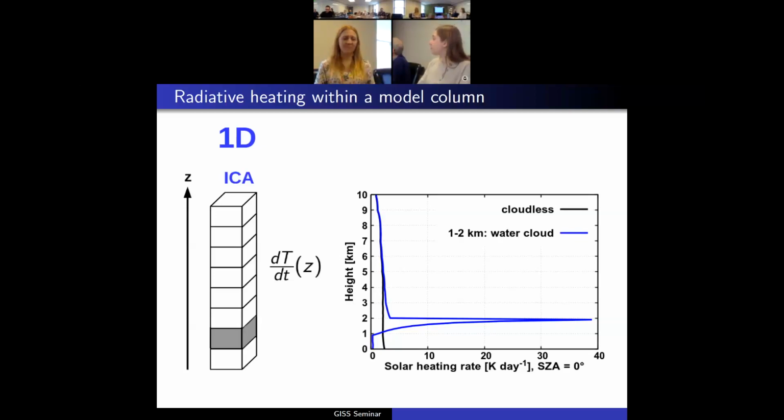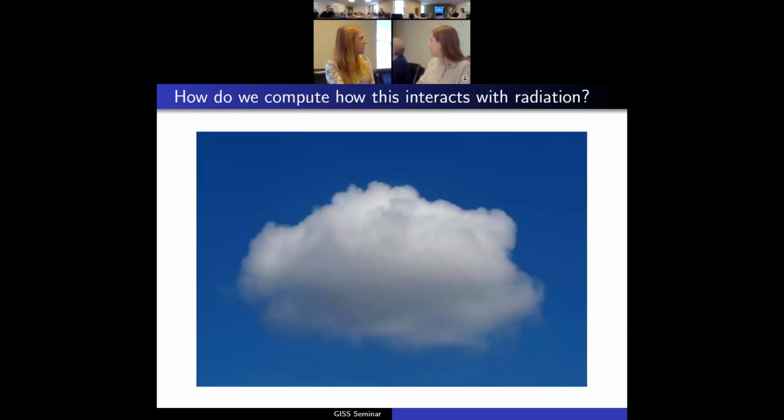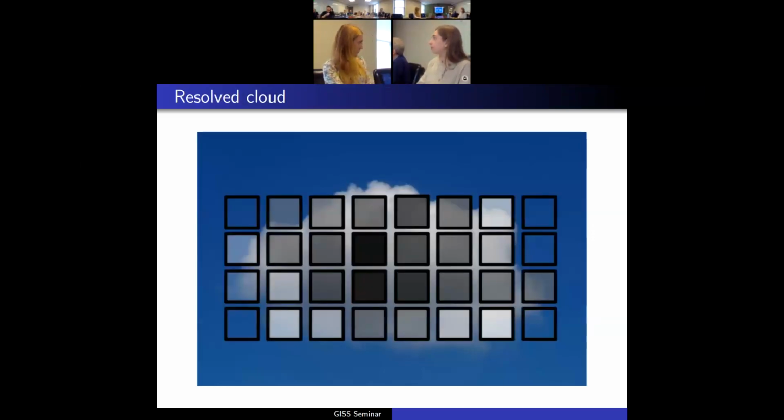Let's now look at the implication of this ICA as a function of model resolution. So how do we compute how such clouds interact with radiation as a function of model resolution? If we first assume that the cloud is resolved, it would look something like this. Different gray shadings represent different values of cloud optical thickness. Clouds are usually optically thicker in the center and thinner towards the edges.